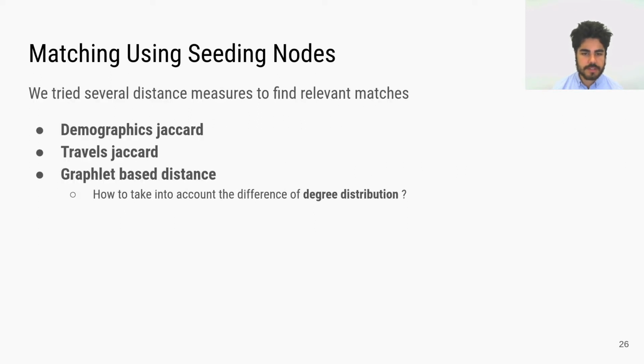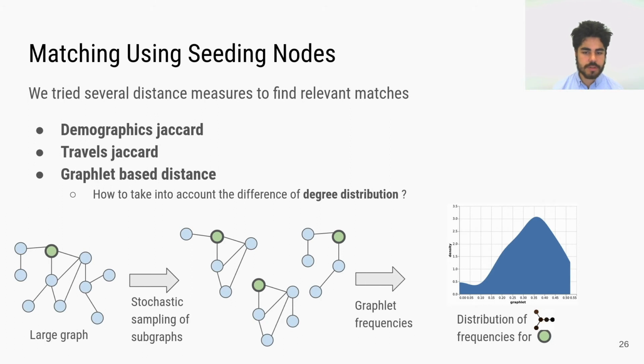We used several distance measures using demographics, travel, and graphlets. However, for the graphlet distance, the degree distribution is not the same between the template and the large graph. Thus, we cannot compare the node graphlet frequencies directly between the template and the big graph. To still compute a graphlet distance, we sampled a population of subgraphs from the big graph, with the same size as the template. Each node of the big graph appears several times in these subgraphs.